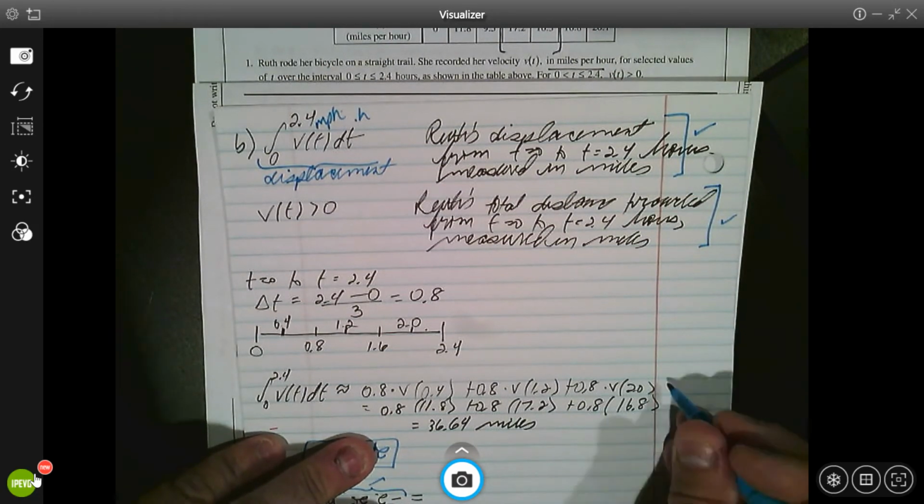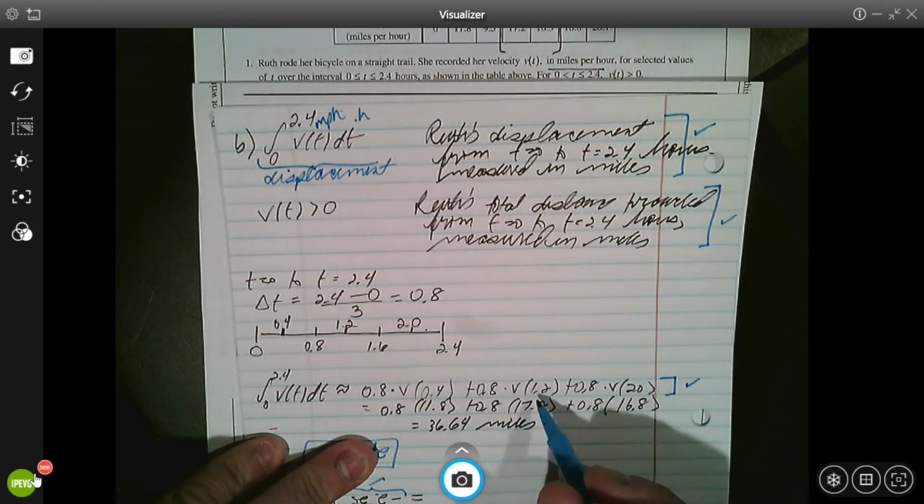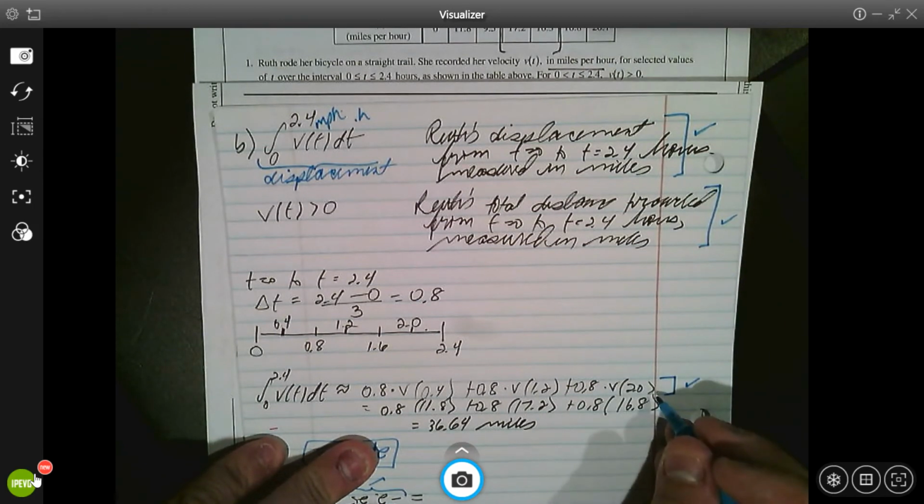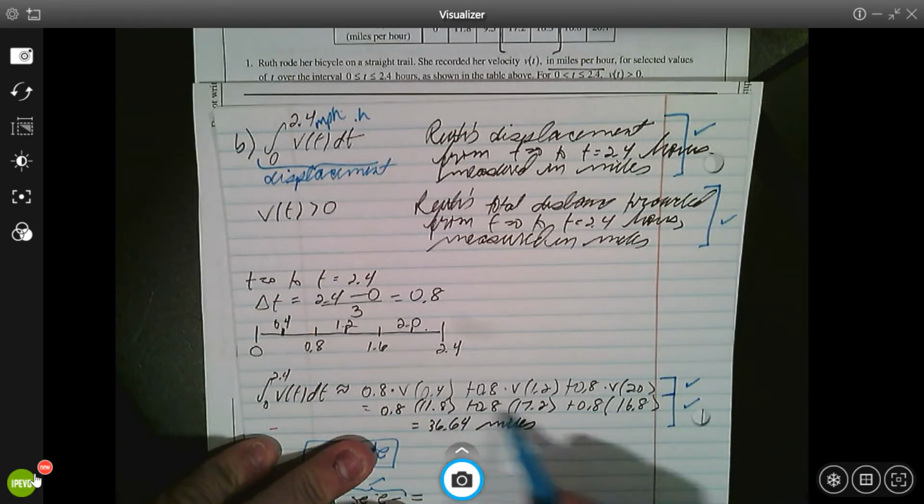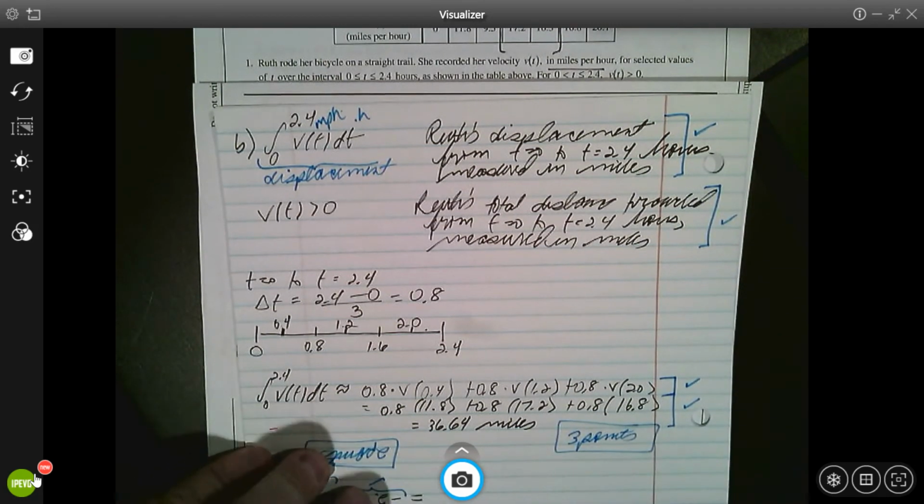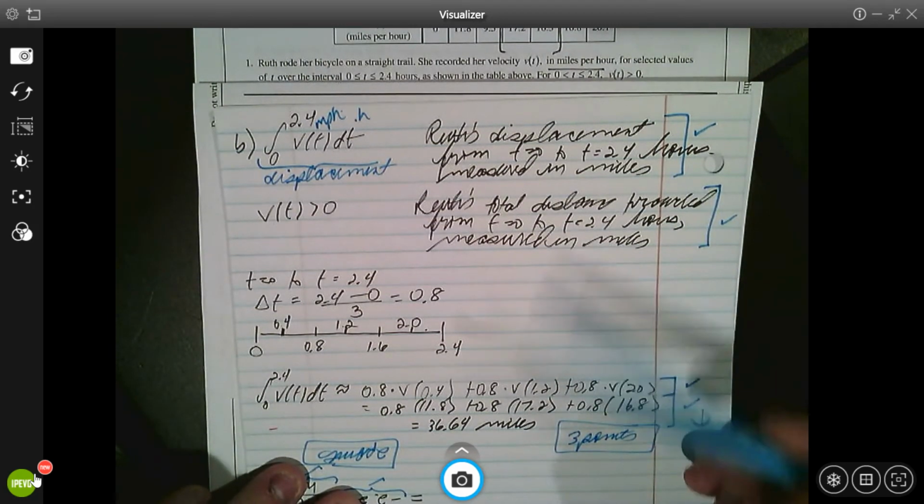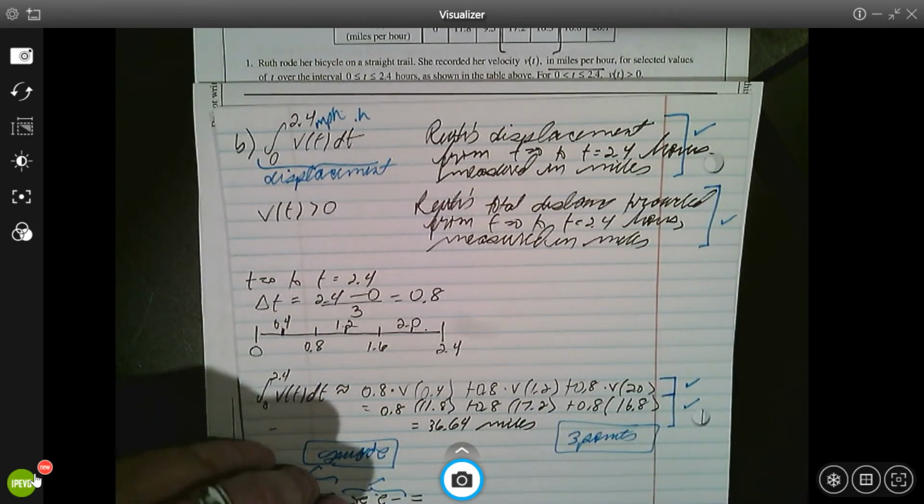The College Board awarded 1 point for the setup of 0.8 times velocity at 0.4 plus 0.8 times velocity at 1.2 plus 0.8 times velocity at 2.0, and then 1 additional point for either this version where everything is just multiplied out but we haven't actually done the computations, or the final answer, for a grand total of 3 points. I would hope that Part B would be a really comfortable problem for almost all students to complete. All right, let's move on to Part C.